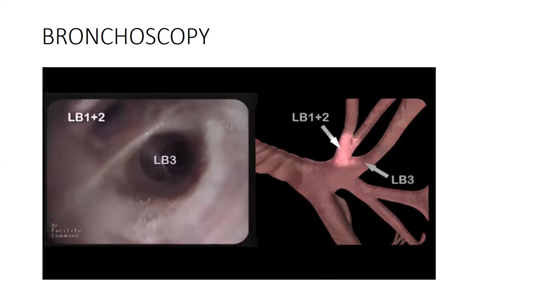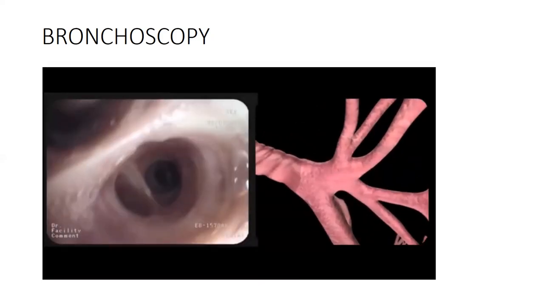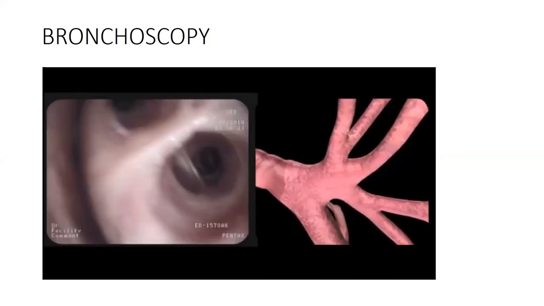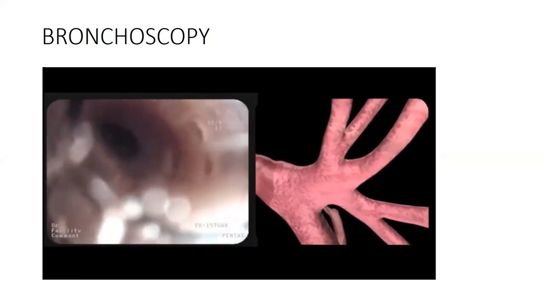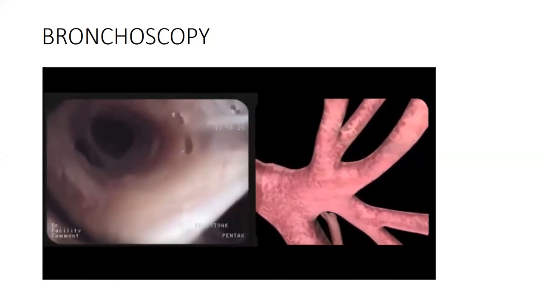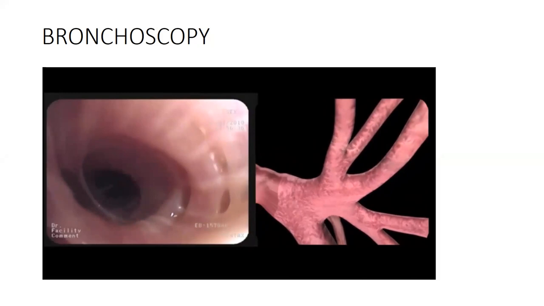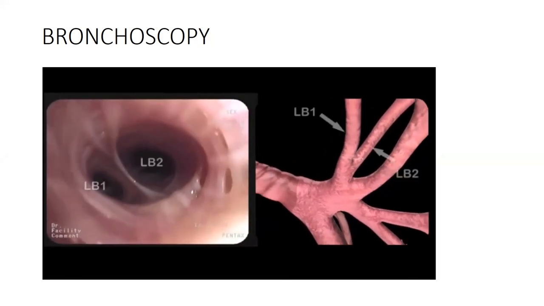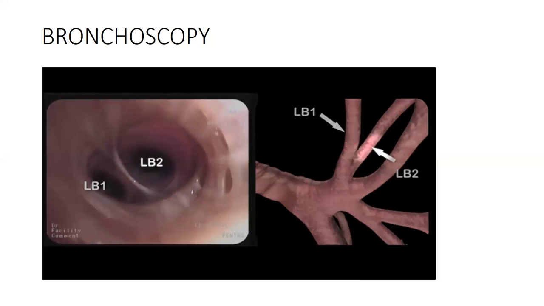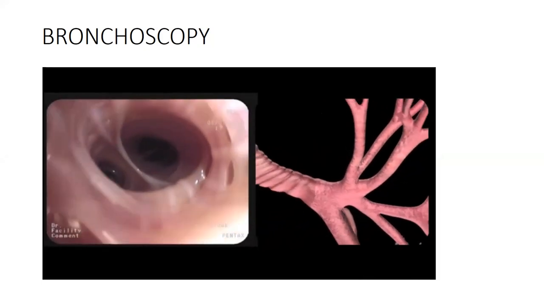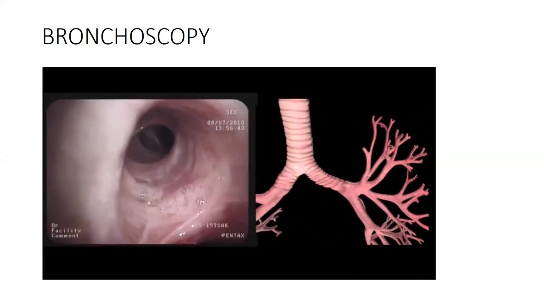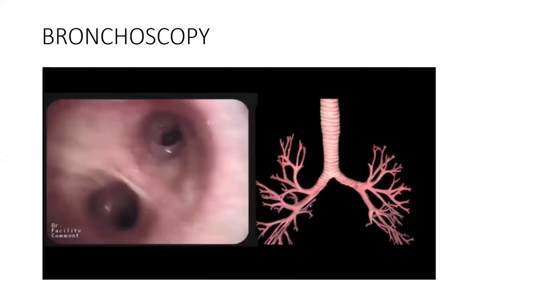Here we can identify the apical posterior segmental bronchus, or LB1 plus 2, and the anterior segmental bronchus, or LB3. The LB1 plus 2 is often difficult to inspect because of its steep angle. Once the bronchoscope is positioned well, we can see the apical bronchus, or LB1, and the posterior bronchus, or LB2. Now, all segments have been inspected, and the bronchoscope is slowly retracted.